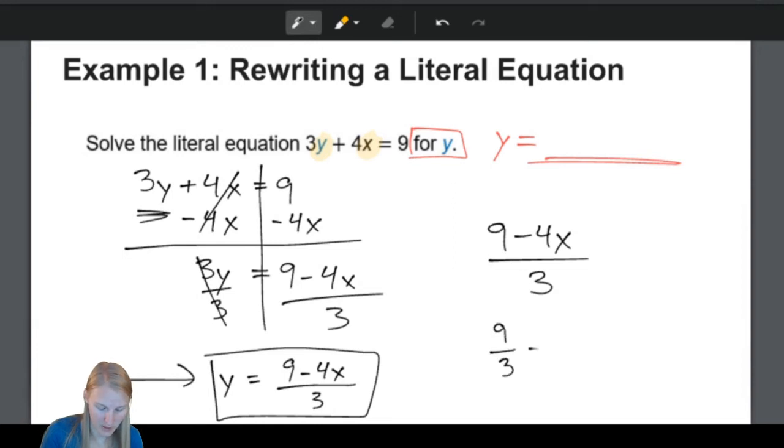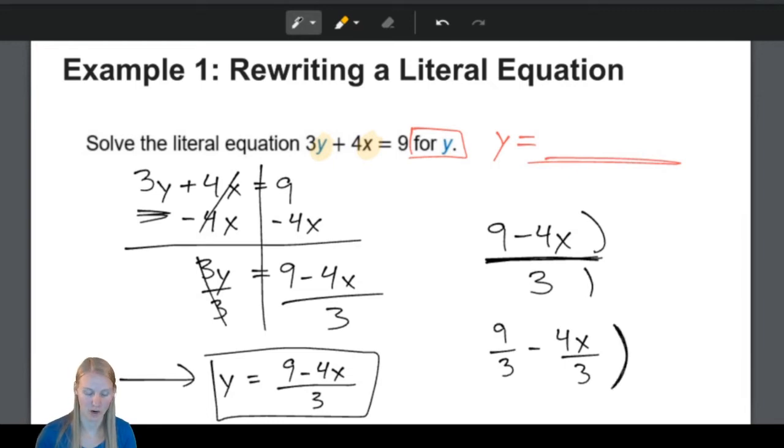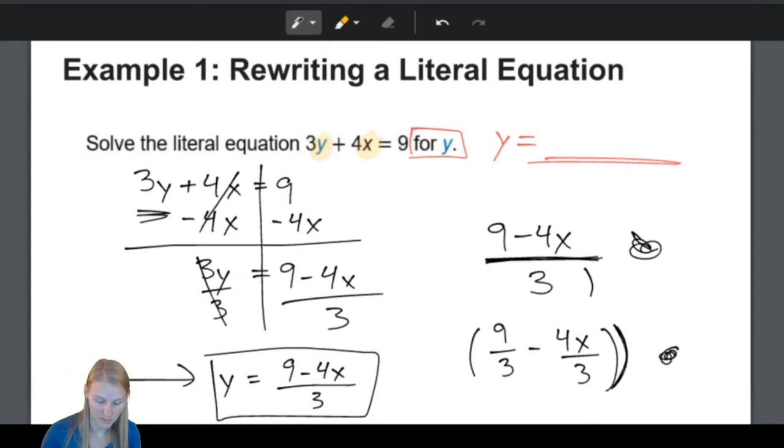9 divided by 3 minus 4x divided by 3. And the reason this is okay is because everything up here is being divided by 3, and in this expression that we wrote right here, everything is still being divided by 3. 9 is being divided by 3, and 4x is being divided by 3. So these are the same thing, we just wrote them a little bit differently.